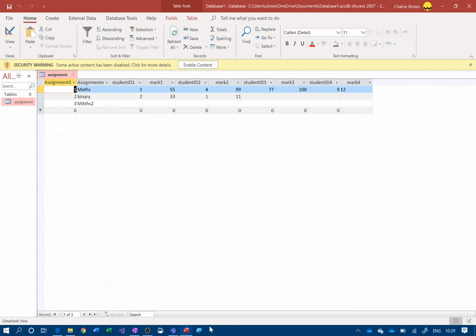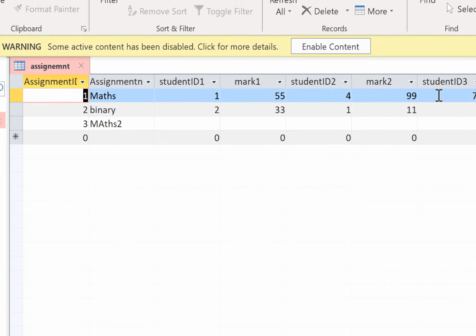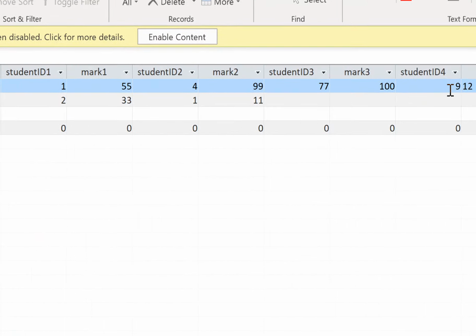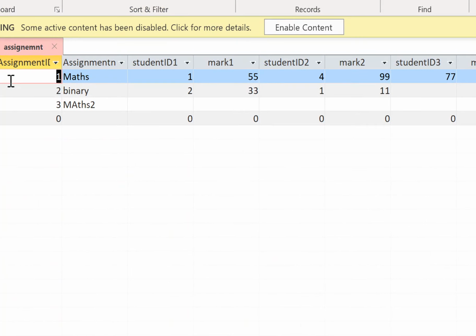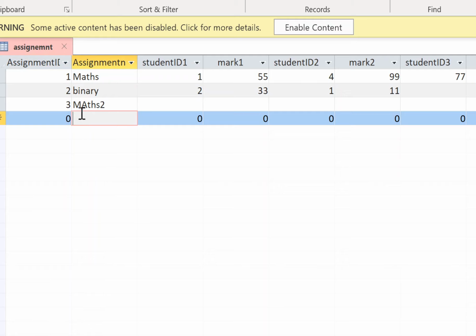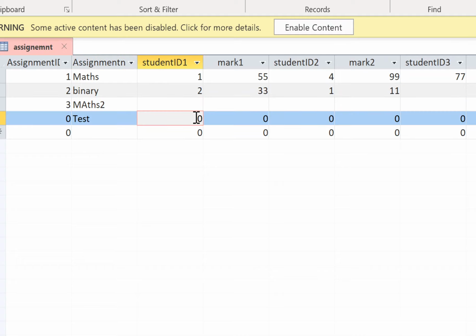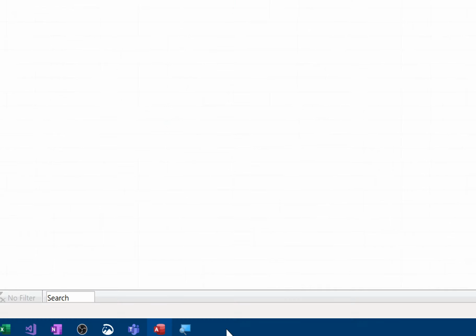So let's zoom in a bit, because Access is tiny. I've got a maths assignment, so I've got student 1, which could be Ron, who got 55%, student ID 4, which is Zoe, who got 99, and so forth. And I keep repeating those pairs. Now it works. I mean, it obviously works. If I had a new assignment here, I could call it test, and then I could start adding student ID 1, whoever that is, and then their marks. But it's not ideal.